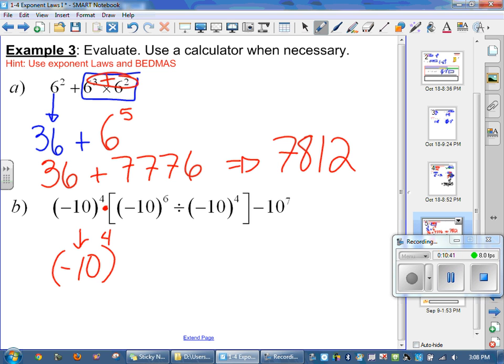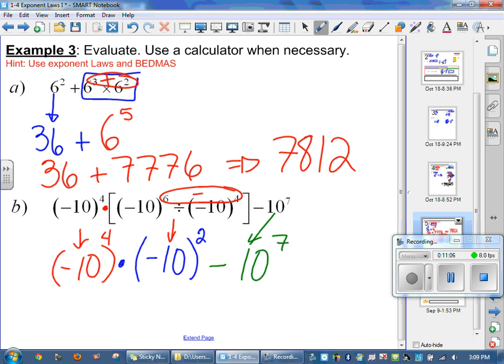Since I'm dividing, I'm going to subtract my exponents. So that answer is going to come down now. And again, it's attached to the one out front, so I'm going to times it to the one out front. Times by negative 10 is my base, exponent 2. The rest of my equation gets written down beside it, minus 10 exponent 7. We just write it down right beside it.